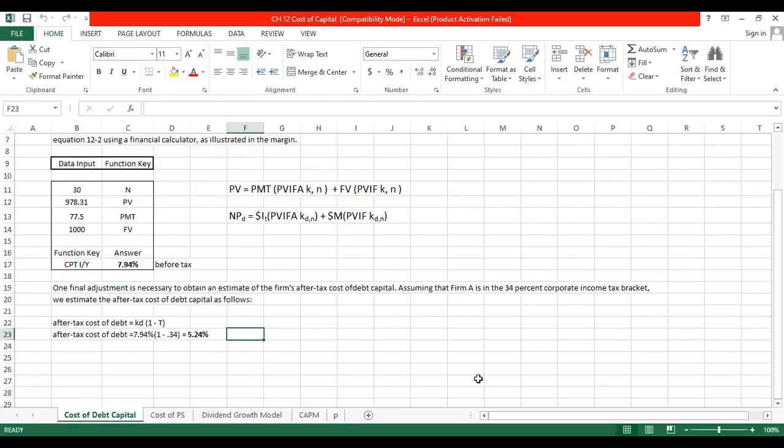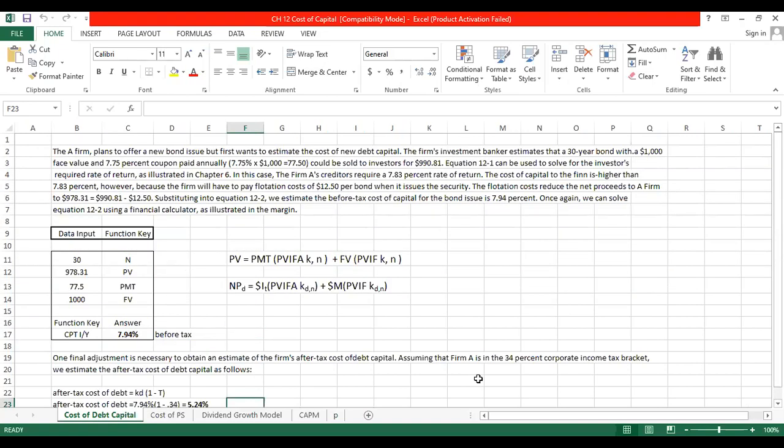Okay, let's start with this cost of debt. First example, calculate cost of debt. Okay, this is an example. The firm plans to offer the new bond issue, but first wants to estimate the cost of debt of the new debt. If you want to issue the bond, you have to go to the investment banker. That's the one who charges you for the flotation cost.